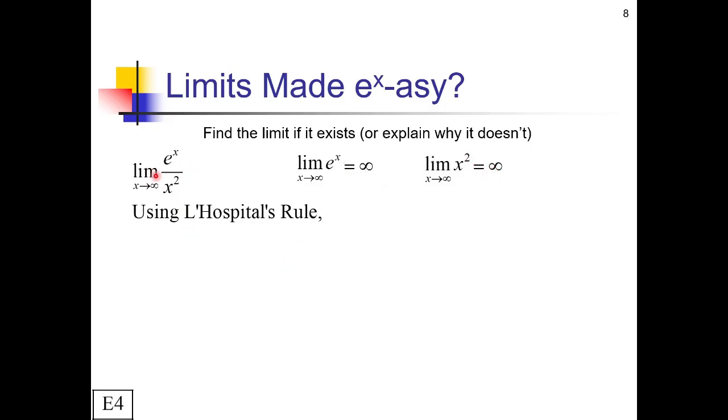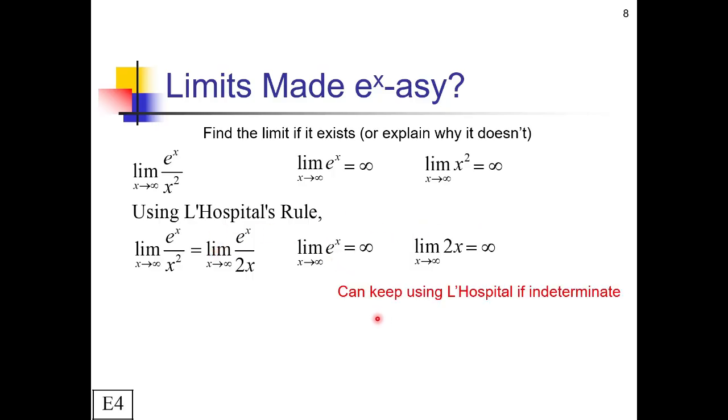So rewriting my original limit here, and now I'll take the derivatives. The derivative of e to the x is e to the x. Still have the limit as x approaches infinity. The derivative of x squared is 2x. But now if we take the limit of e to the x, we're still getting infinity. If we take the limit of 2x as x approaches infinity, that's also infinity. So we get the indeterminate form again right after using L'Hopital's rule.